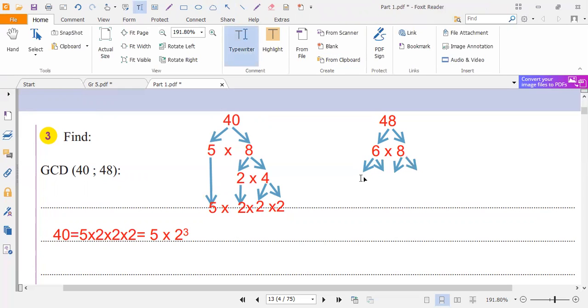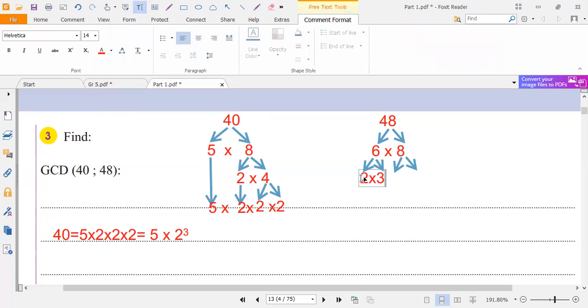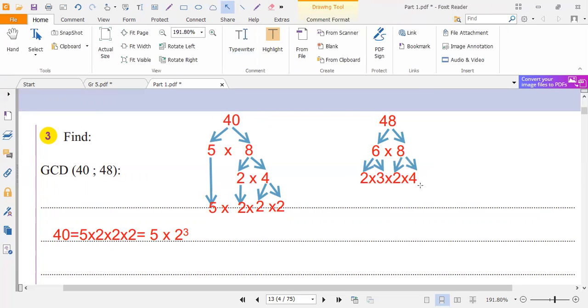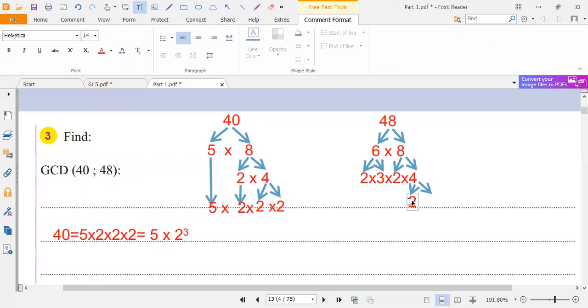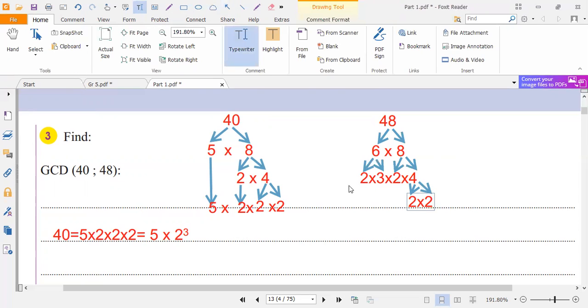So the 6 is 2 times 3, and the 8 is 2 times 4. Do we finish? No, we can decompose the 4. So let's decompose the 4. The 4 is 2 times 2. And we write the 2 and the 3 down because we want them all on the same line.